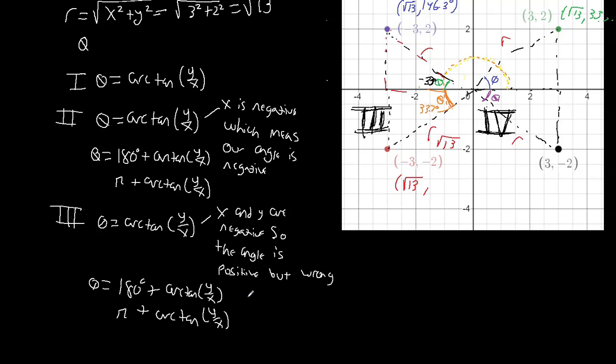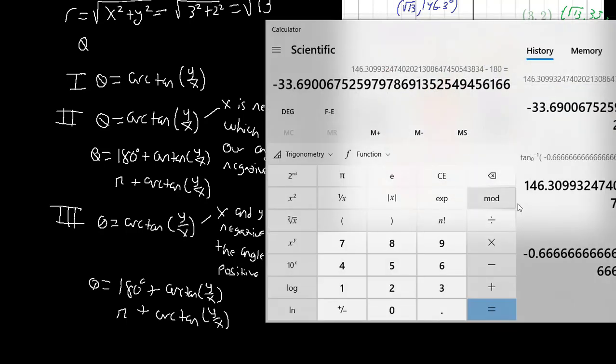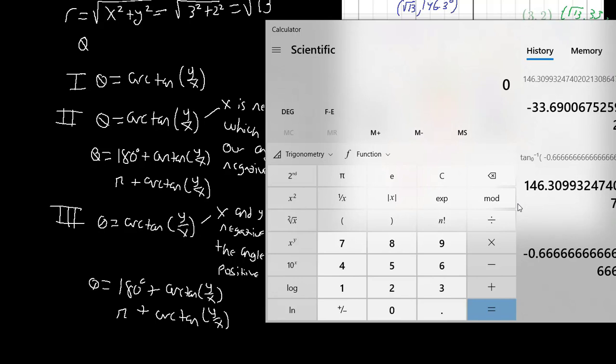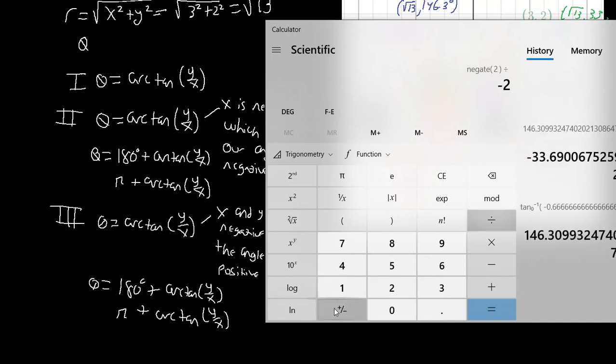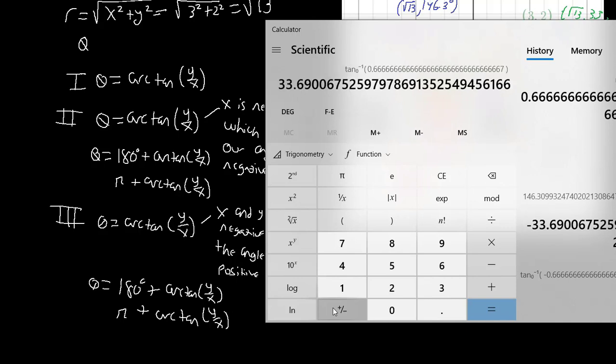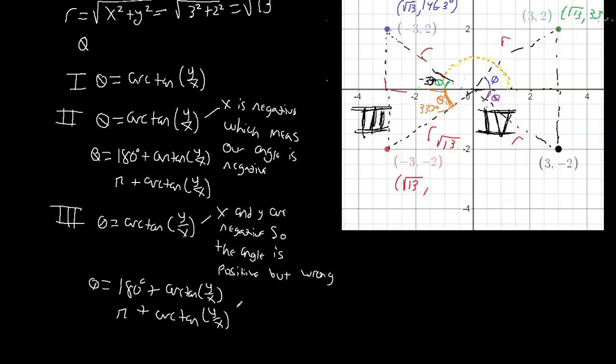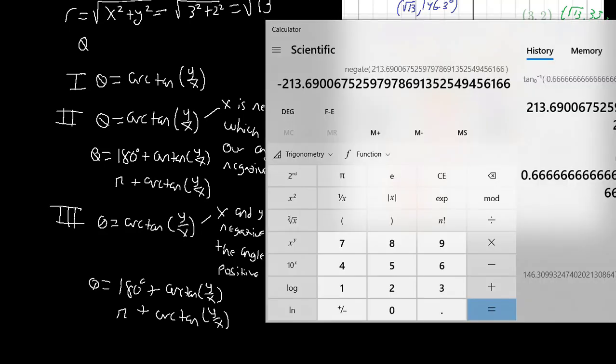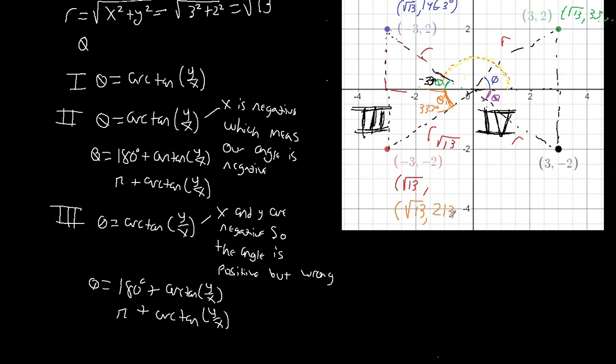Okay, so let's do our example here. We will clear out everything we've done, and we will do negative 2 divided by negative 3. Shift T to get the arctangent, 33.7. And now we're going to add to that 180 degrees, 213.7. So in this case, we're going to get 213.7. So this is going to be, oops, I did that in the wrong color, the square root of 13 and 213.7 degrees. Hopefully that makes sense.